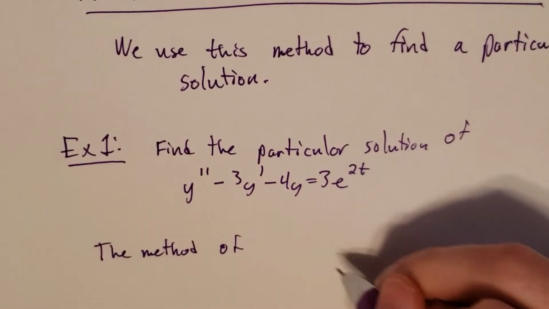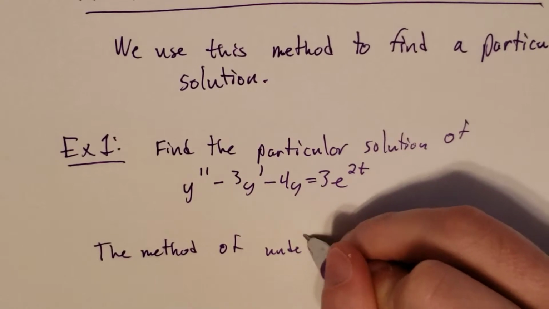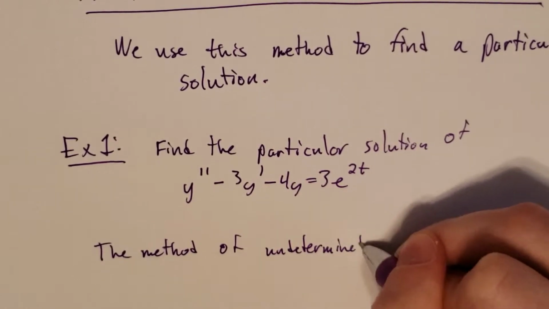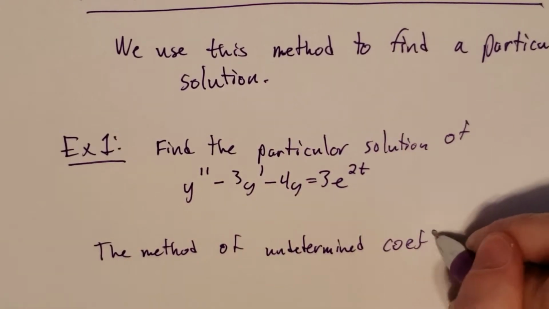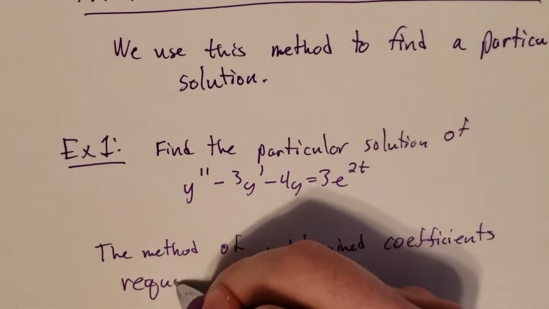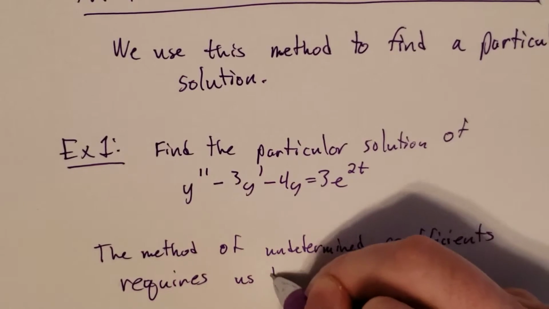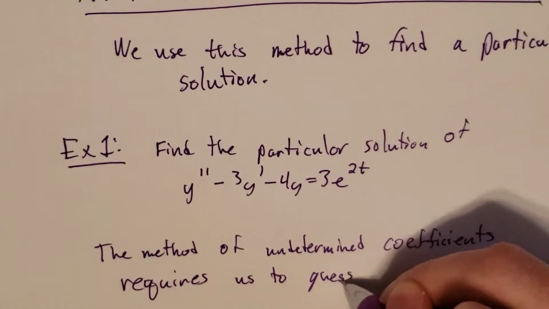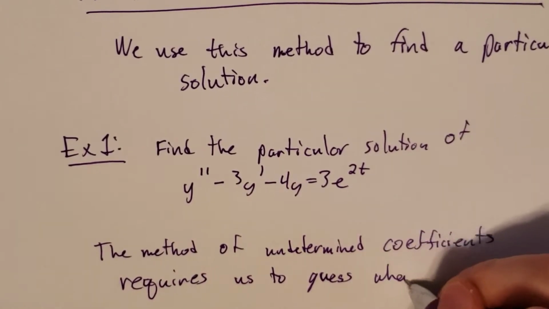So the method of undetermined coefficients is all about guessing what the solution might look like. The method of undetermined coefficients requires us to guess what the solution will look like.